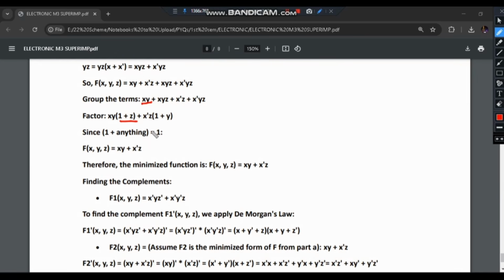This is another law. 1 plus whatever it is, because it is an OR condition, right? In OR, either of them should be true. So no matter what, this is true, meaning the final answer will be true. So this will be true, meaning we can take this whole thing as 1. This also we can take the whole thing as 1. The final answer will be xy plus x bar z. That will be the final answer.